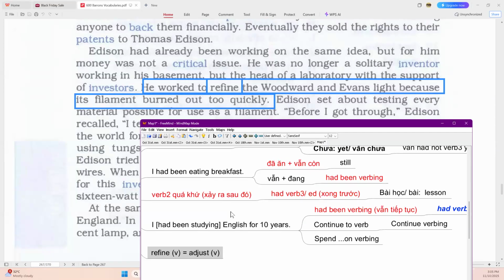What did he do with the Woodward and Evans light bulb? And why did he do that to the Woodward and Evans light? Let's go. Refine, adjust.